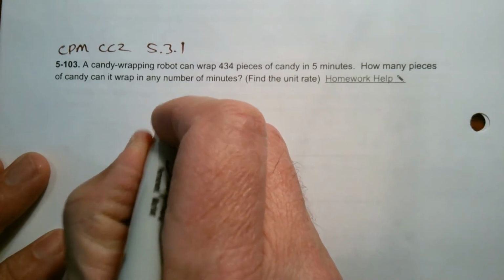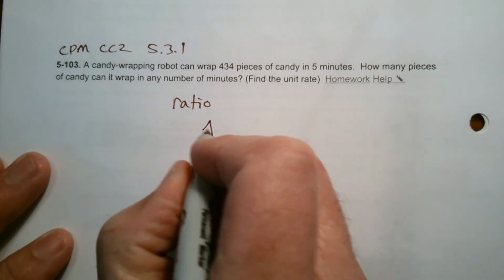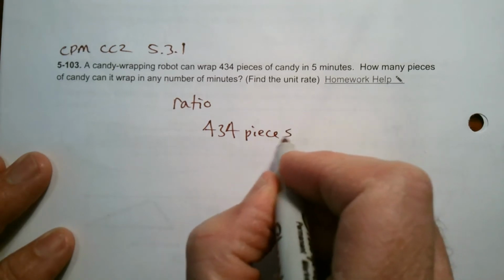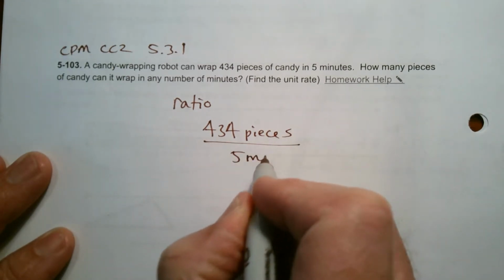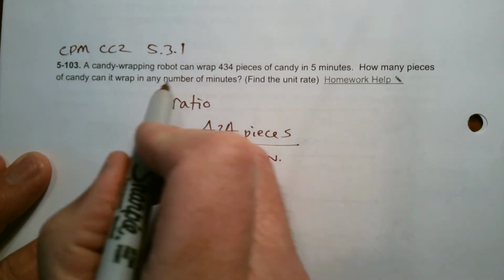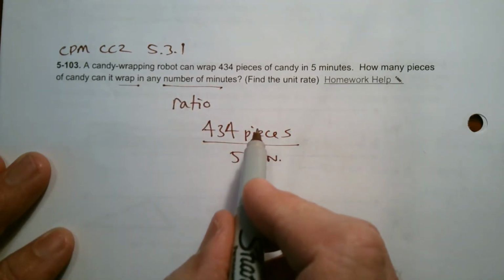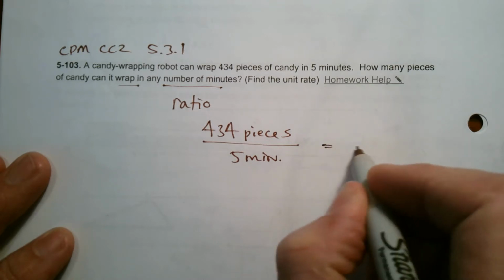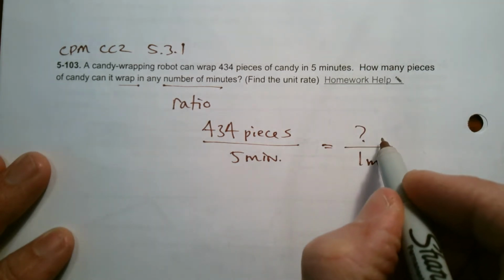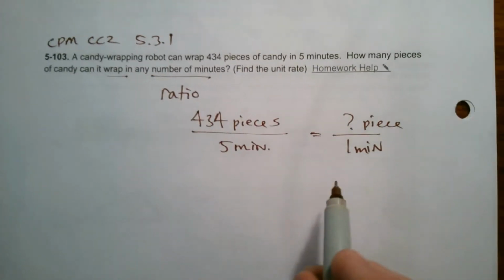So here's my ratio. I start with my ratio, and I see my ratio as 434 pieces of candy in 5 minutes. That's my ratio. So I want a unit rate of how many it can wrap in any number of minutes, right? So I want to know pieces per minute. So I want to get this converted to be pieces per 1 minute. So the question is how many pieces in 1 minute, right?